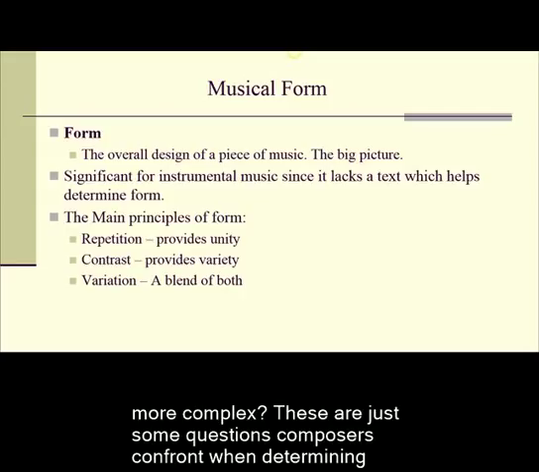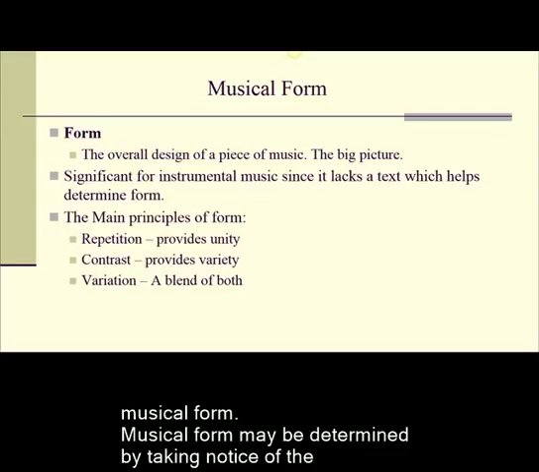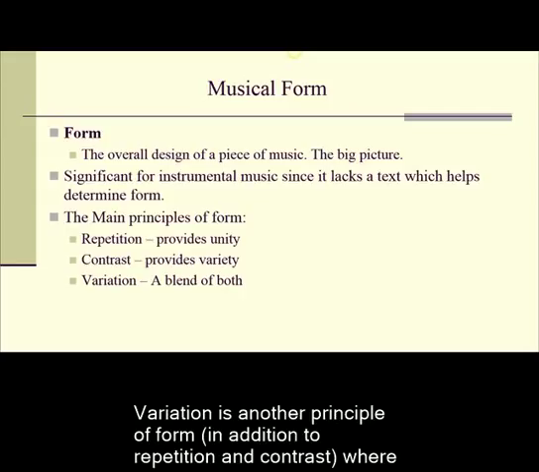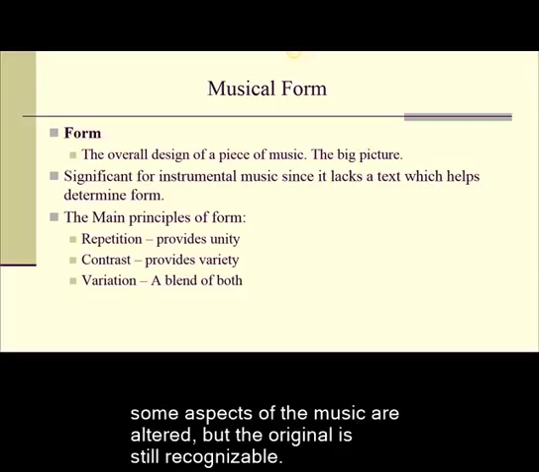Musical form may be determined by taking notice of the instances of repeating or contrasting sections within a movement. Variation is another principle of form, in addition to repetition and contrast, where some aspects of the music are altered, but the original is still recognizable.